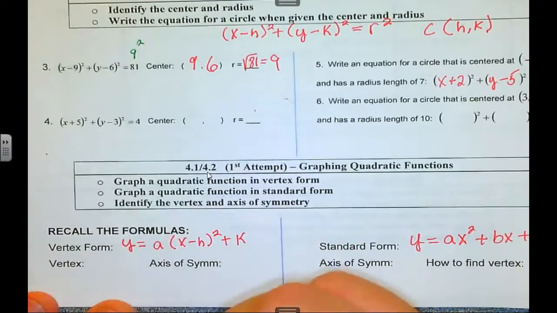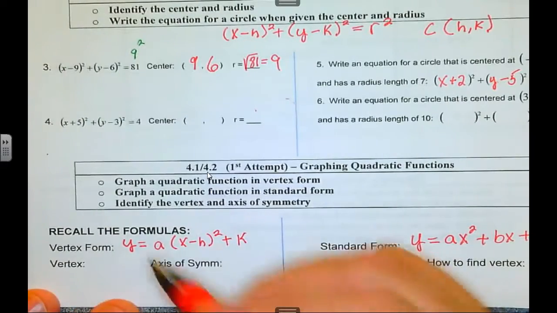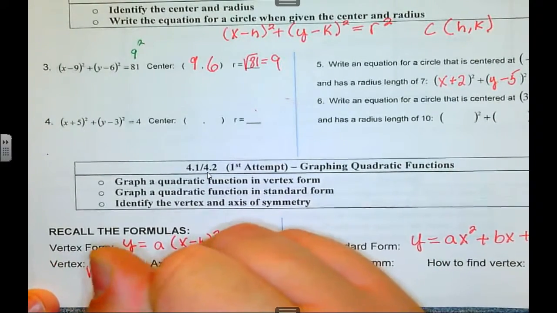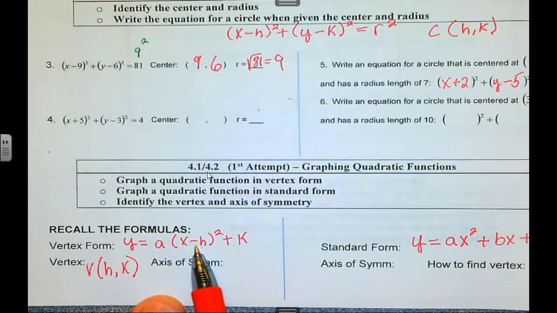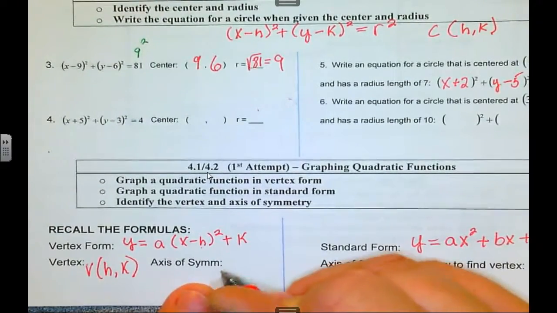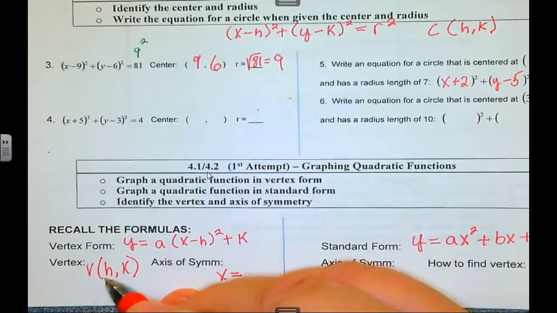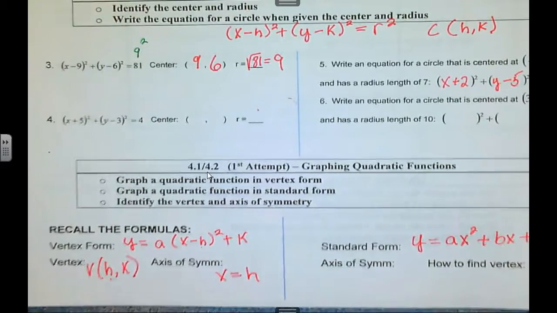You guys really, I don't want you to worry about memorizing these. Okay, vertex. The vertex is h comma k. And this time, it's opposite inside parentheses and the same for k, as far as signs. Axis of symmetry is x equals your h value. This is the x coordinate of your vertex, so that's the line of symmetry. Axis of symmetry. Does that make sense?